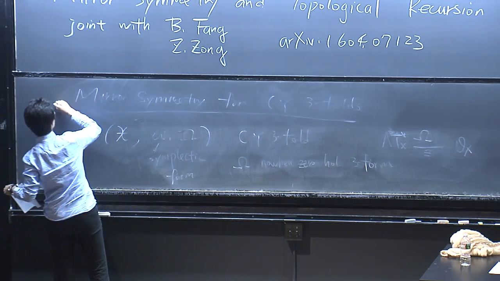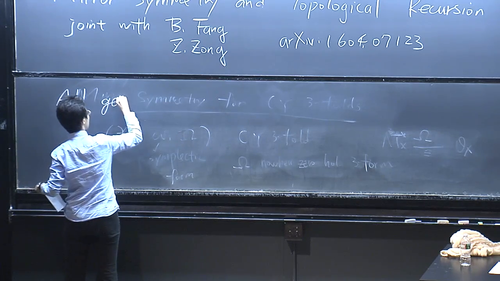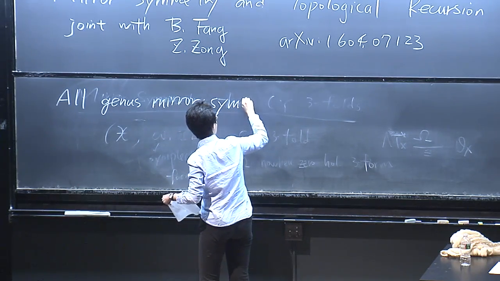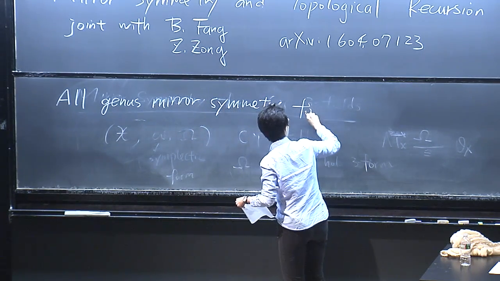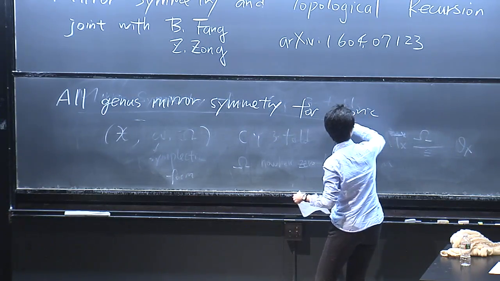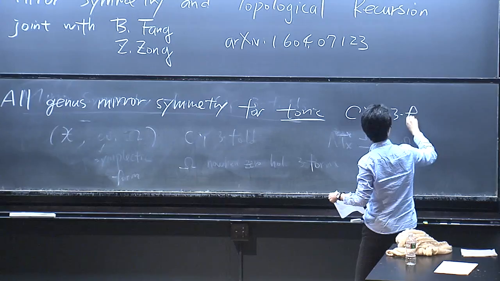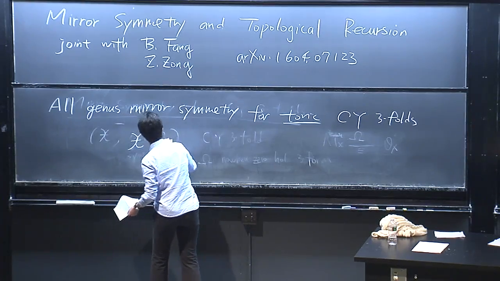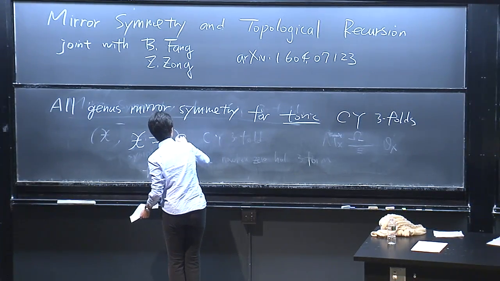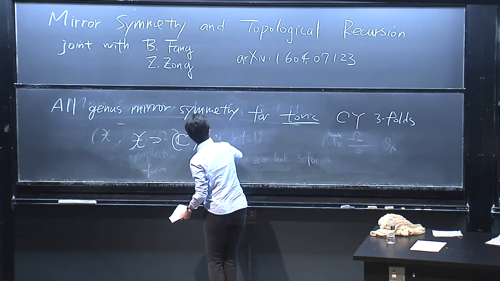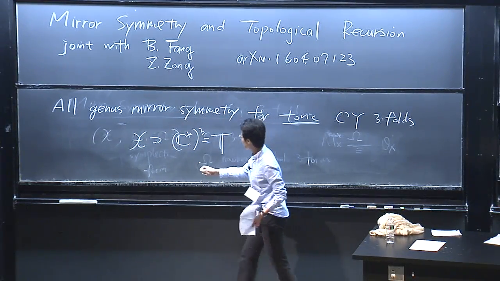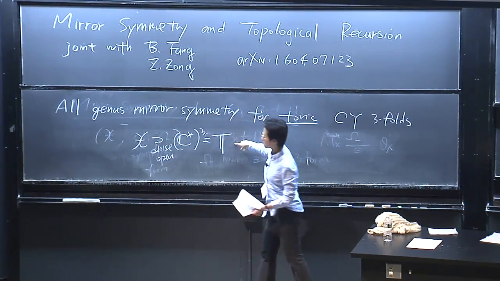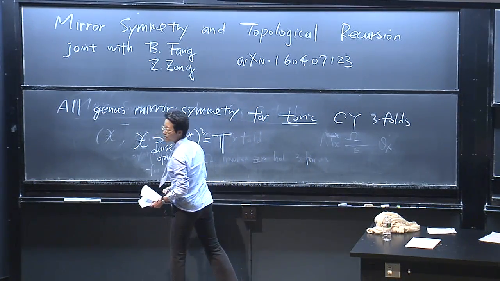This is all genus mirror symmetry for toric Calabi-Yau threefolds. It's a Calabi-Yau threefold which contains the complex algebraic torus as a dense open subset, and the action of this torus extends to X.